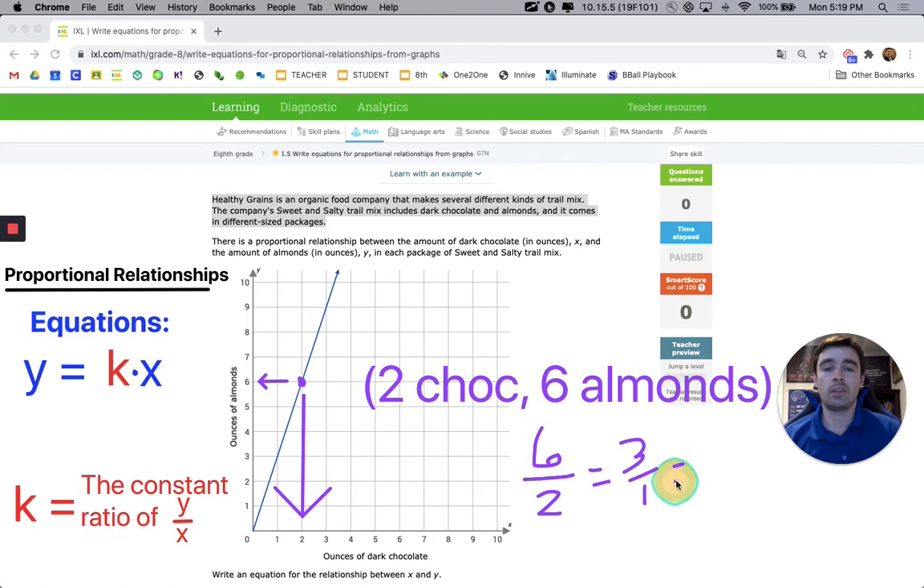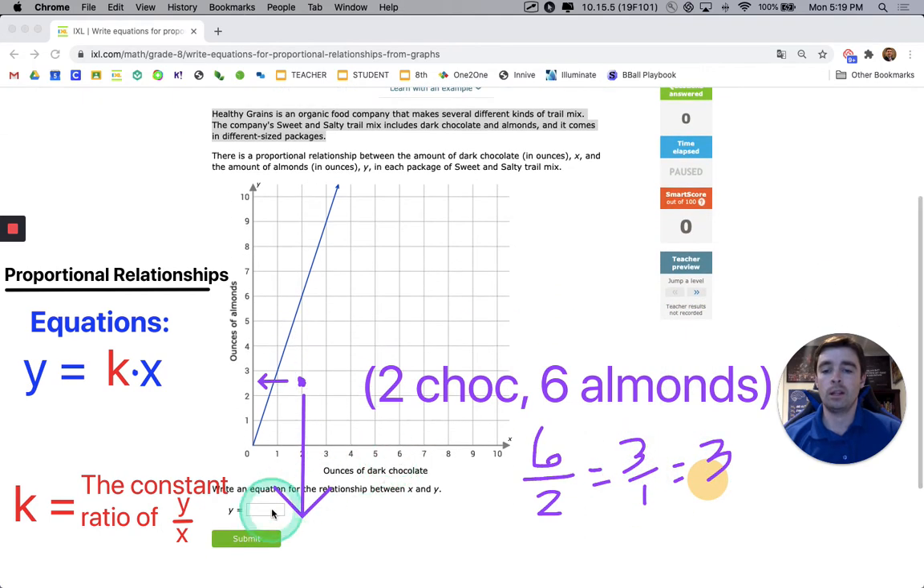And I can simplify that even further. If my ratio can be put into a whole number, we want to do that whenever we write equations. We like the equation to be as simple as possible. So our rate of change, our constant ratio, is 3 over 1, which simplifies to 3. And that means our equation is just going to take the form y equals 3 times x. Every 1 x, every 1 ounce of dark chocolate gets us 3 more ounces of almonds. That's all this equation is saying.